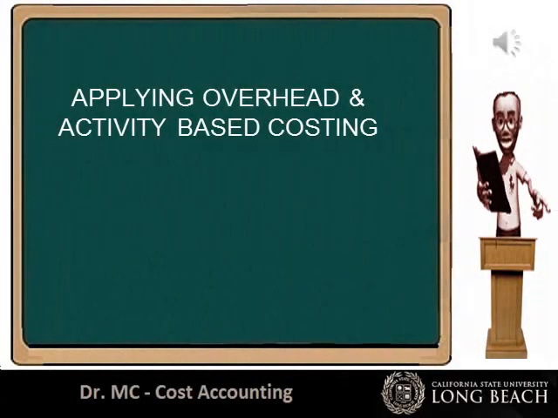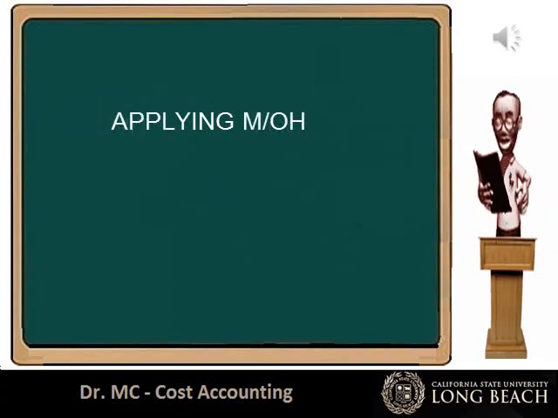In this lecture, we will continue our discussion of how to apply overhead to the units that a factory produces. We will also discuss activity-based costing. We will first continue the discussion regarding the application of manufacturing overhead that we started in our third lecture.